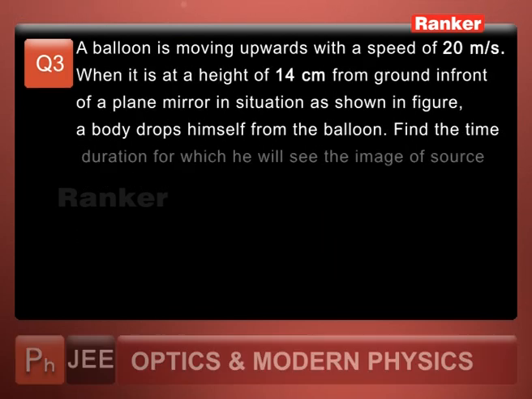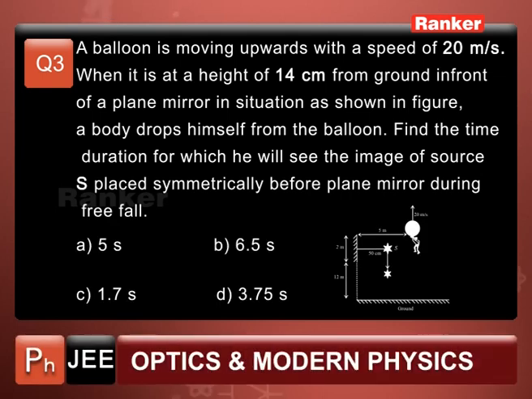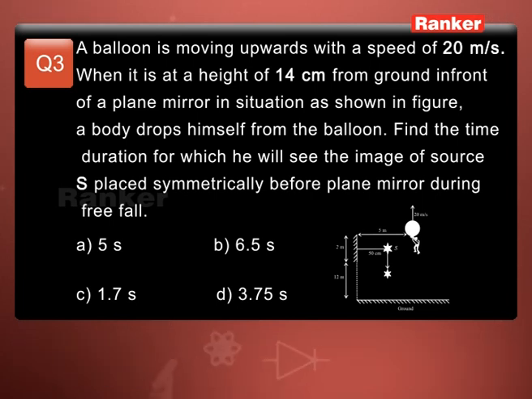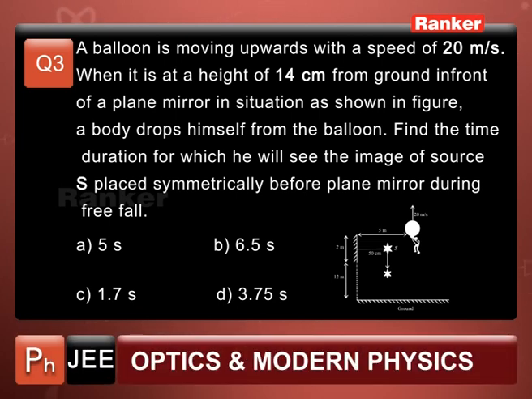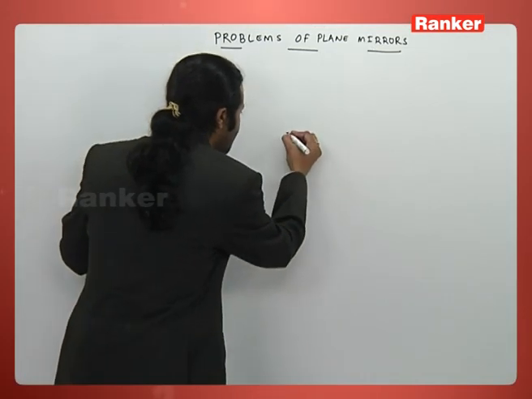Now a balloon is moving upwards with a speed of 20 meter per second. When it is at a height of 14 centimeter from the ground in front of a plane mirror, in the situation as shown in the figure, a body drops himself from the balloon. Find the time duration for which he will see the image of a source S placed symmetrically before the plane mirror during free fall. I draw the figure first.